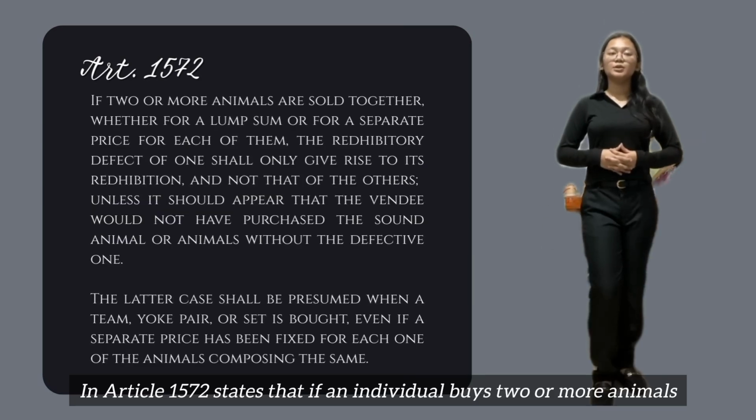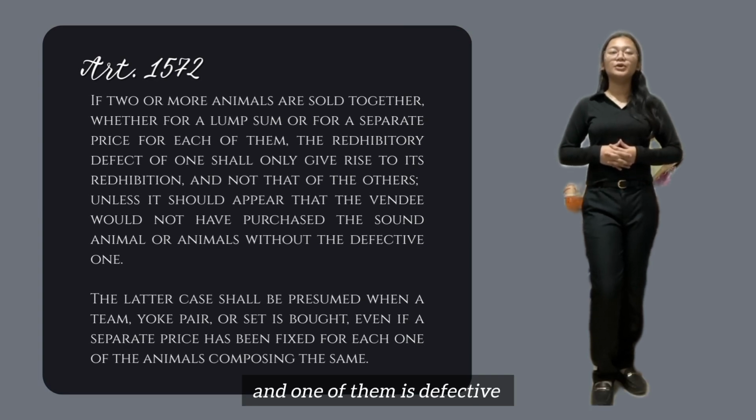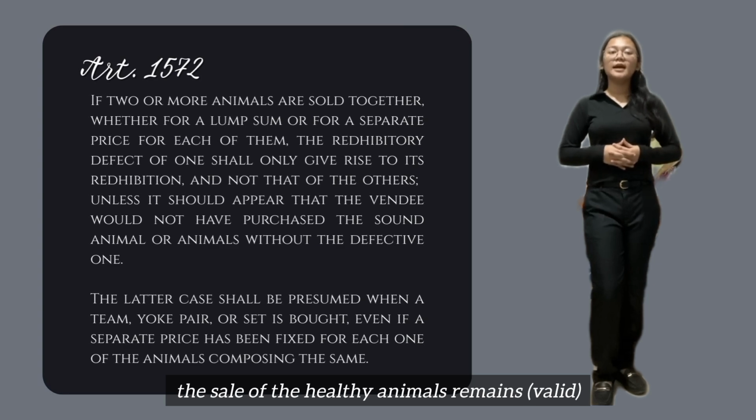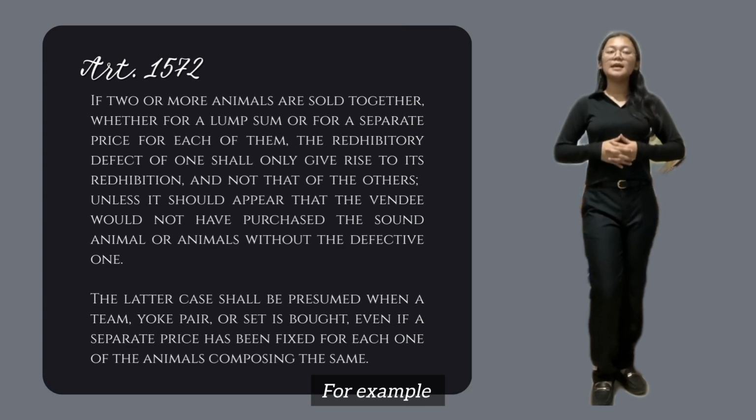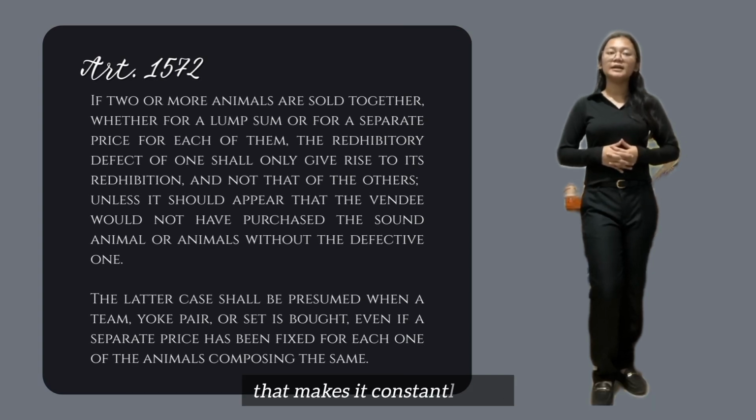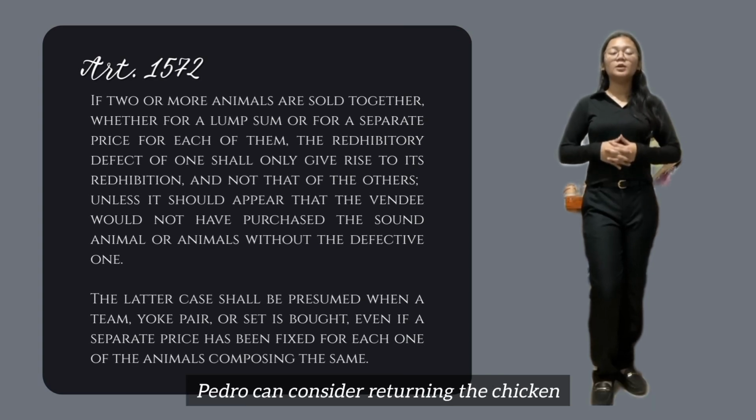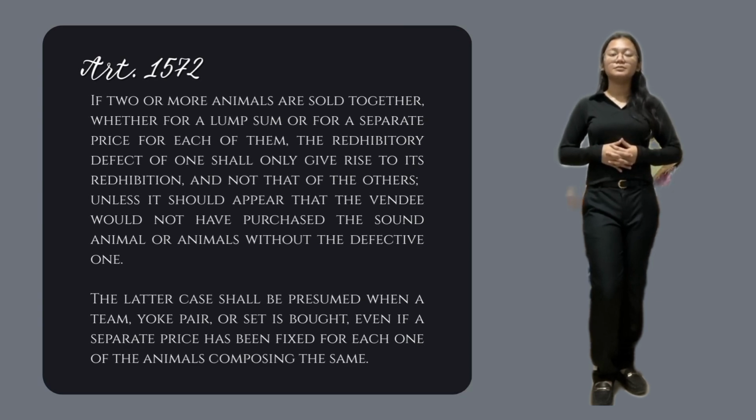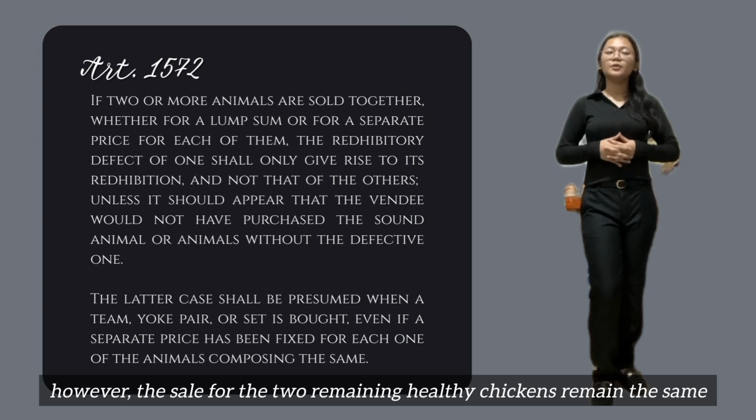In Article 1572, it states that if an individual buys two or more animals and one of them is defective, then he can consider returning the animal or getting a price reduction. The sale for the healthy animals remains standing. For example, Pedro bought 3 chickens and one of them has a hidden defect that makes it constantly sick. Pedro can consider returning the chicken or getting a price reduction. However, the sale for the remaining 2 healthy chickens remains the same.